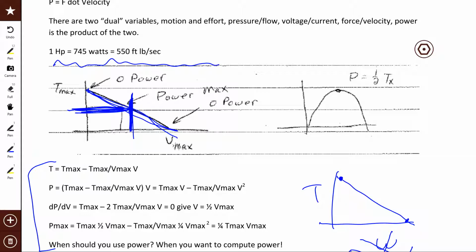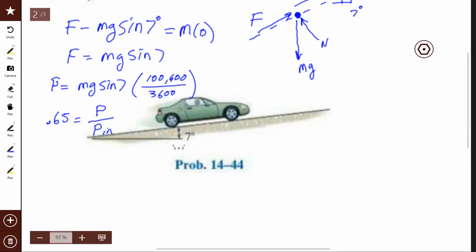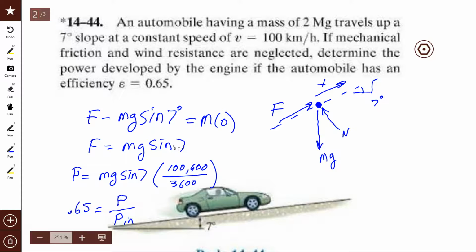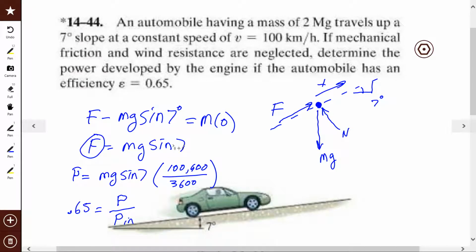So the mg sine 7, is it the P in or the P out? Okay, so this F right here, is that the force in or the force out? That's the force I need to drive up. That's not power. No, but the mg sine 7 was 100,000. Okay, this one. Okay, what is this power? Can you help him? He's asking, what is that power?